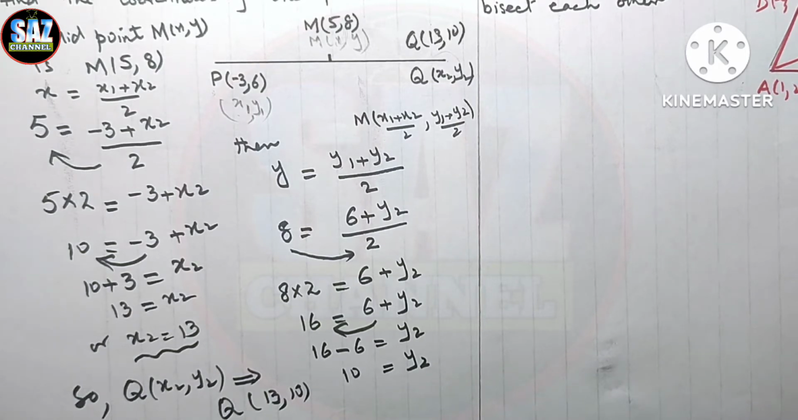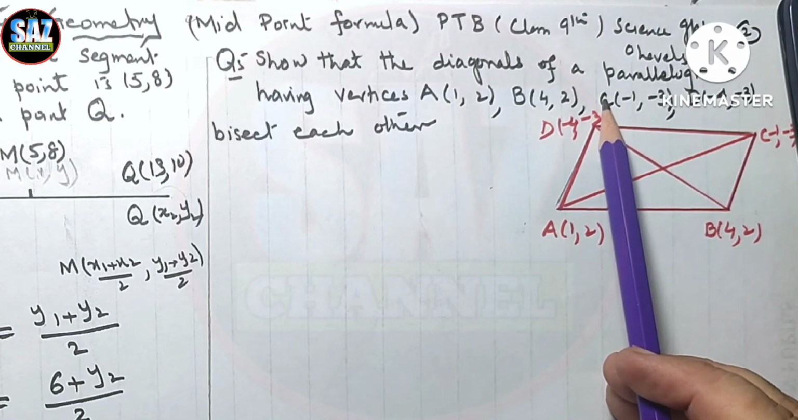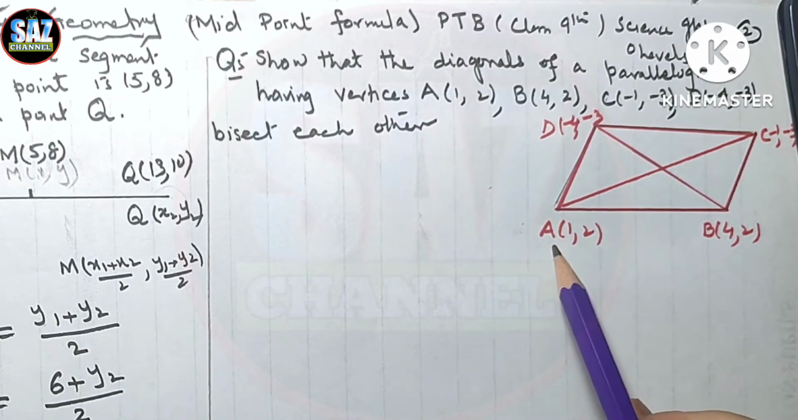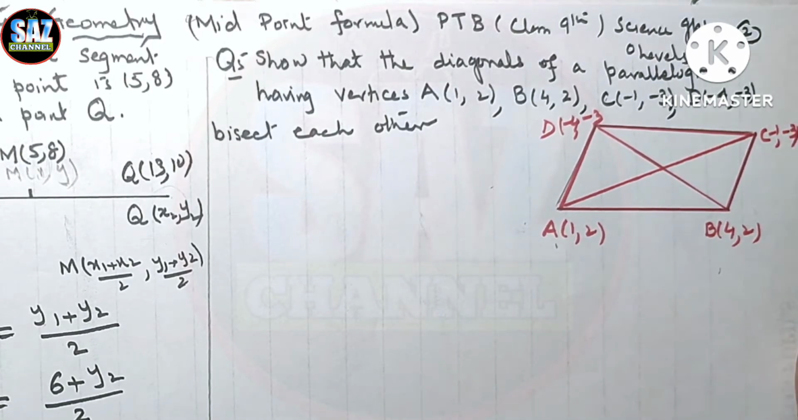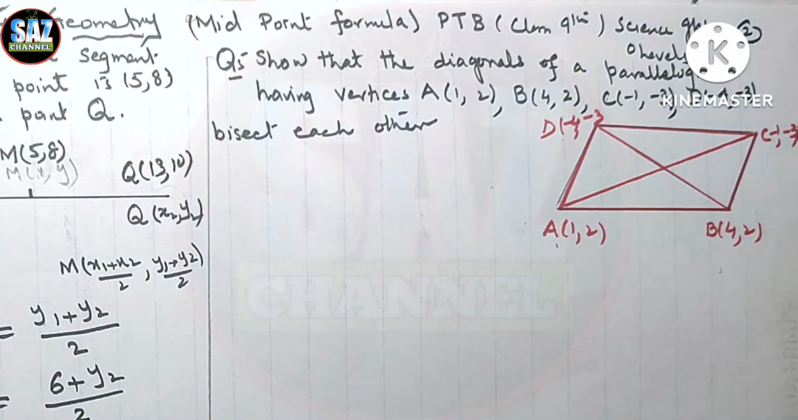And moving to the next question, let me open the book to read and confirm the question. I always advise my students to confirm the question before solution. Question 5 says, show that the diagonals of the parallelogram having the vertices A(1, 2), B(4, 2), C(-1, -3) and D(-4, -3) bisect each other.